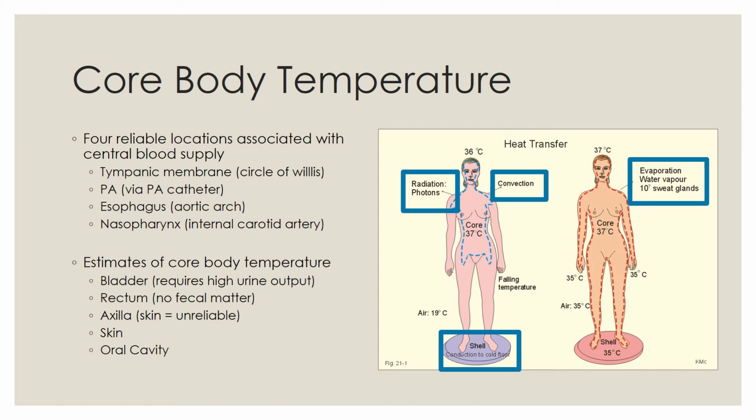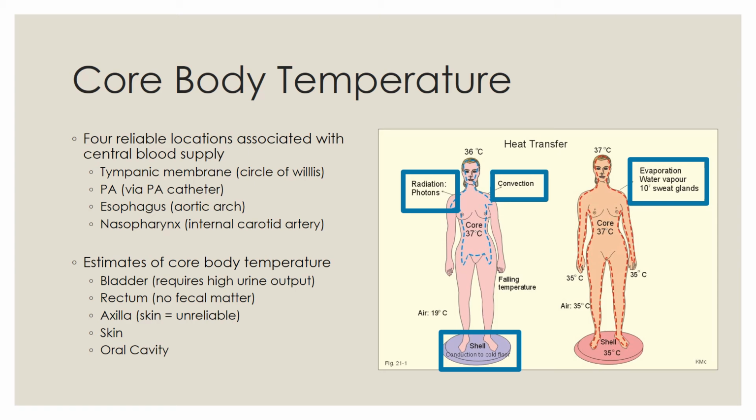internal carotid artery. There are other places that estimate core body temperature well, but not quite as well as the 4 most reliable sources of temperature measurement. The bladder, this is just an estimate because it does require high urine output. The rectum, this is a good place, but can sometimes be altered by the presence or absence of fecal matter. The axilla sometimes is a good estimate, although skin tends to be a bit unreliable. Skin and oral cavity.